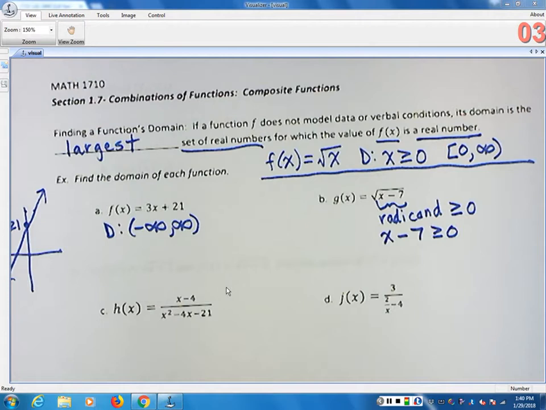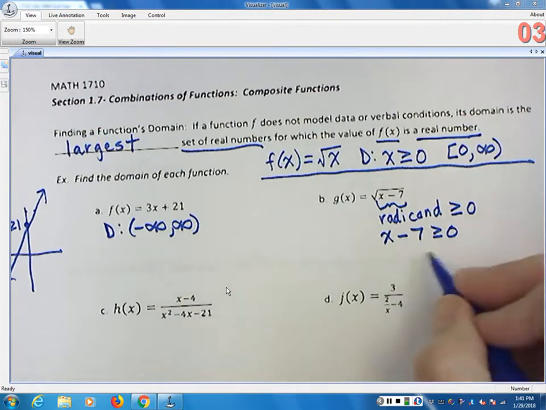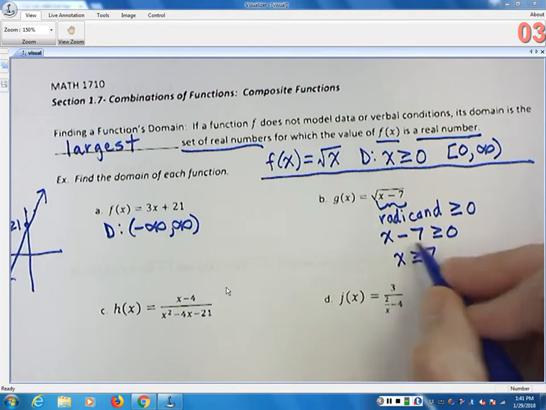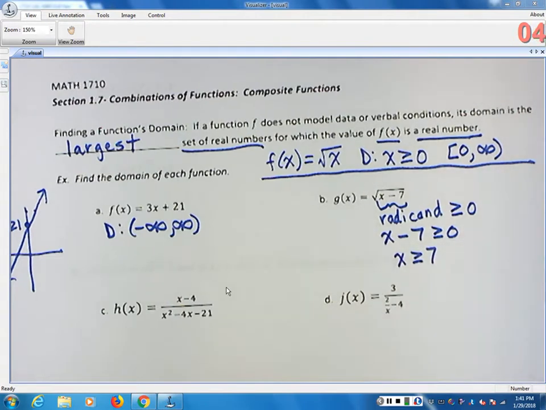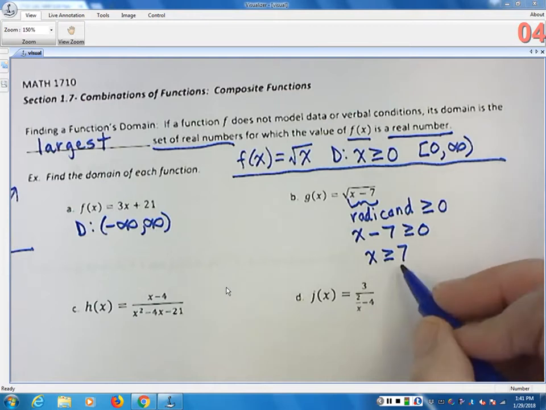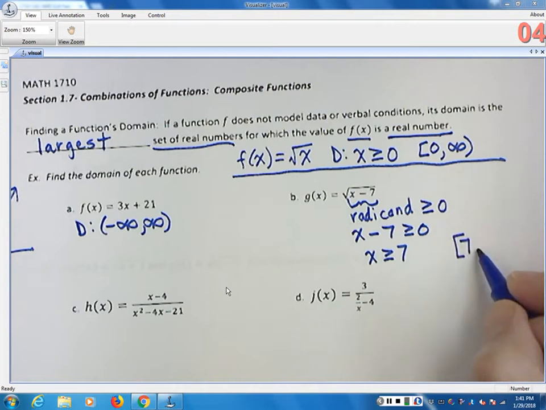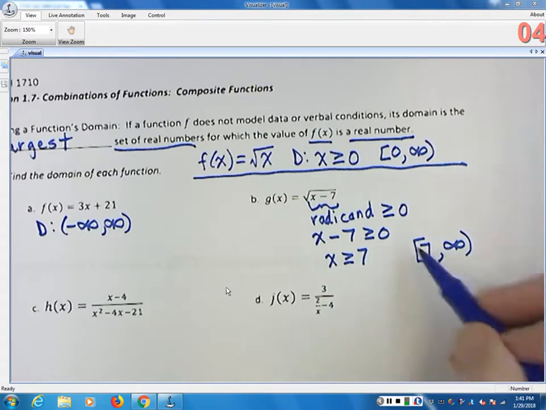So this is what I mean by showing your work algebraically. You write x minus 7 greater than or equal to 0, then you add the 7. You can add that in your head, that's fine, x greater than or equal to 7, or you could add 7 to both sides and show your work that way. Now you write that in interval notation: 7, square bracket because it includes the 7, comma, infinity. And that's the answer.